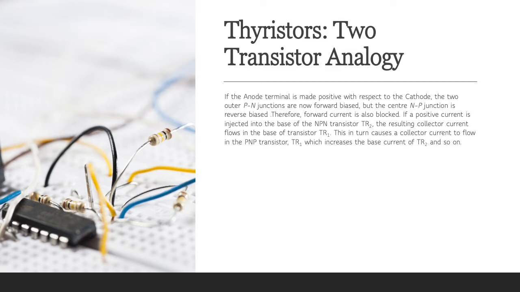If a positive current is injected into the base of the NPN transistor TR2, the resulting collector current flows into the base of the transistor TR1. This in turn causes a collector current to flow in the PNP transistor TR1, which increases the base current of TR2 and so on. Very rapidly, the two transistors force each other into saturation, as they are connected in a regenerative feedback loop.